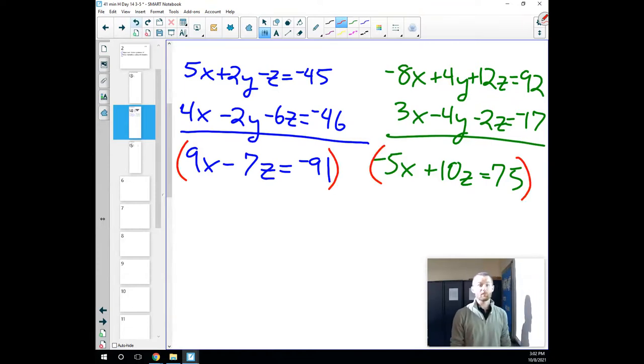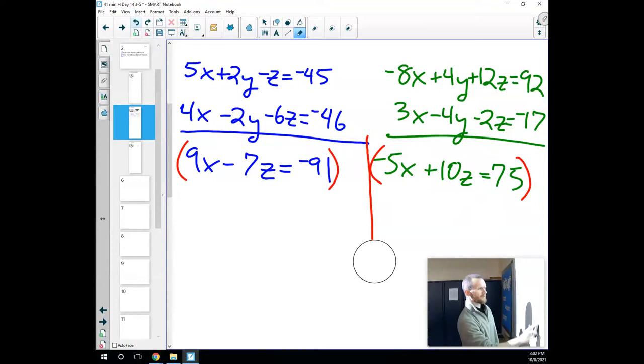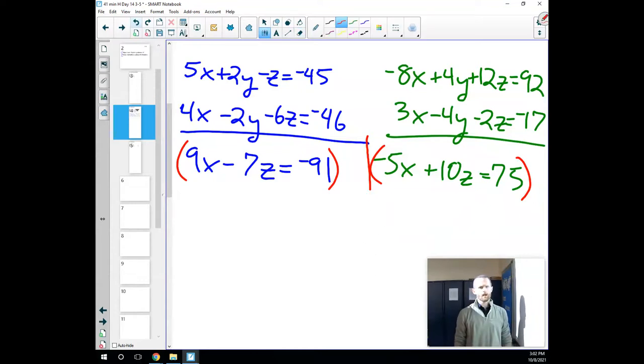But here, unfortunately, we're going to have to multiply both of our equations. Let me draw a line here just to sort of separate them. I guess I don't want it to be that long. All right, so to get the z's to match up, our goal is to get to a positive 70 and a negative 70.